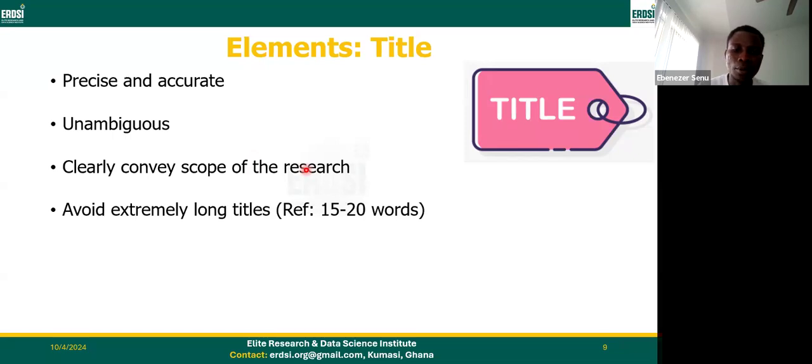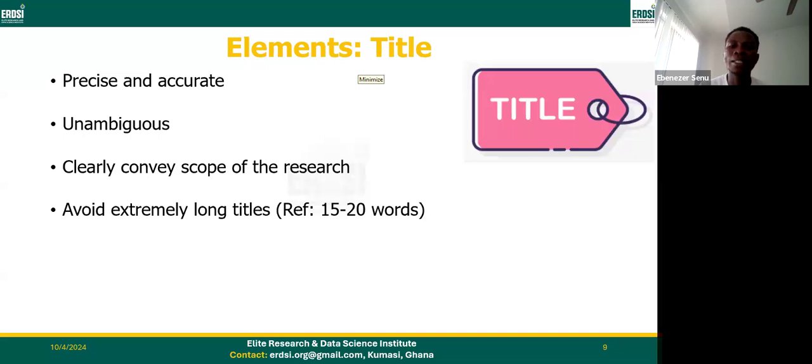Then, most often, it is recommended that the title should not be extremely long. The highest should be more of 15 to 20 words. So the prevalence and associated, how many words do we have? So we have prevalence 1, 2, 3, 4, 5, 6, 7, 8, 9, which is really nice.